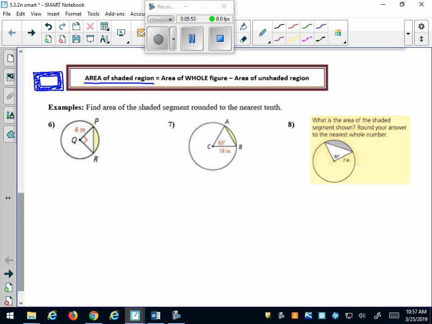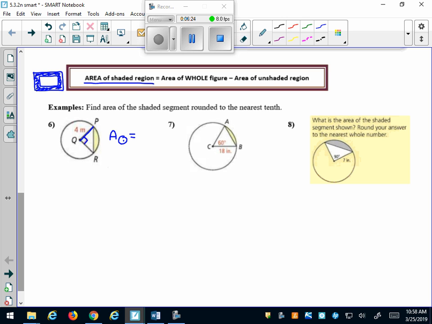For now, we're just going to do it as a decimal, okay? So we know the radius is 4. We know this angle is 90. We are going to need the area of the entire circle first, because in order to find the area of the sector, remember, it's the fractional part of the whole area. So we need the area of the circle first.